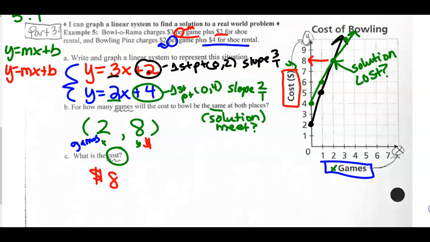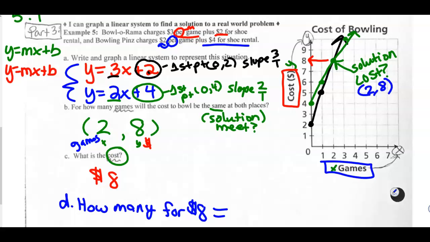And then we just graph them and look at where they meet, and make sure to read the question carefully. If it had said, how many games for $8, again, that has to do with our solution point, but we know they cross at $8. So how many games would that be that they're the same cost? We would look at, again, our ordered pair. If it's 2, 8, right? So it's 2. At 2 games, you'd be paying the same amount of money.